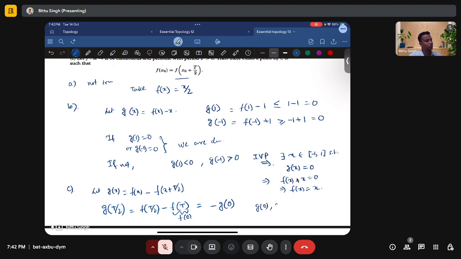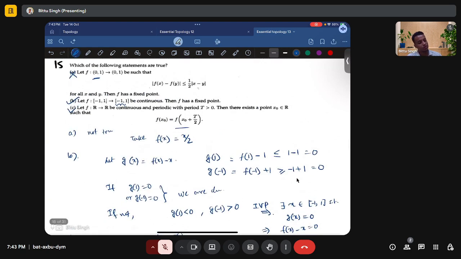So g(0) and g(t by 2) have opposite signs. The IVP implies there exists x such that g(x) equals 0. And again, g(x) equal to 0 means f(x) equals f(x plus t by 2). So C is also correct.